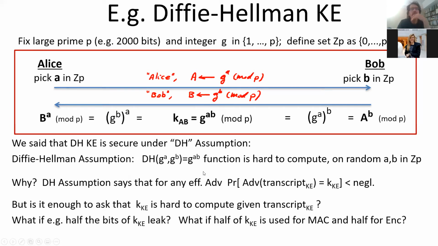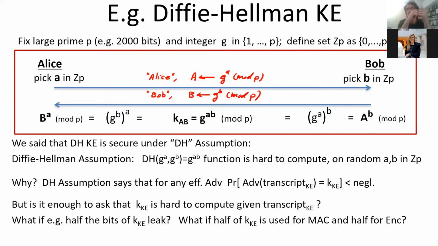But is it enough to ask that it's hard to compute the key? What if it was hard to compute the key in its entirety, but half of the bits of the key were leaked? It would still be hard, because even if you get half the bits, guessing the rest is infeasible, since half of a polynomial is still polynomial. But you clearly wouldn't want the key exchange to be like this, right?